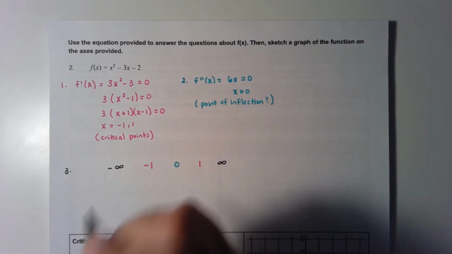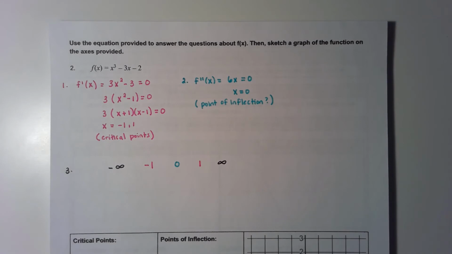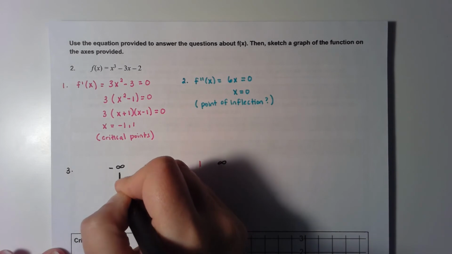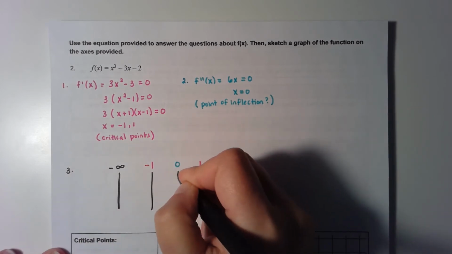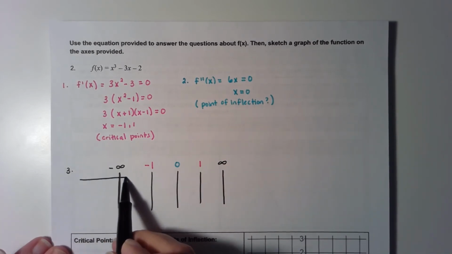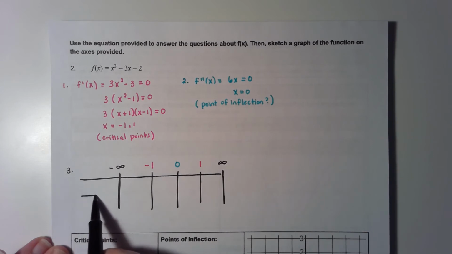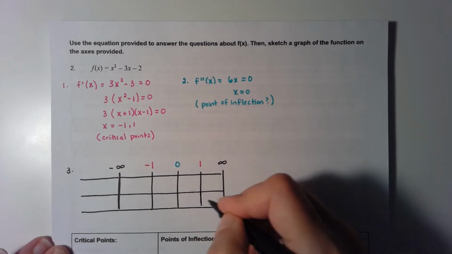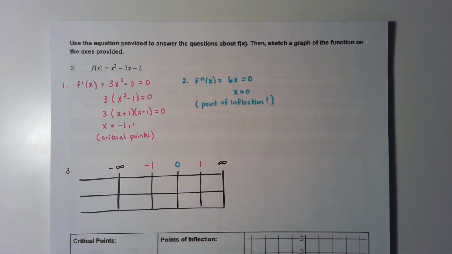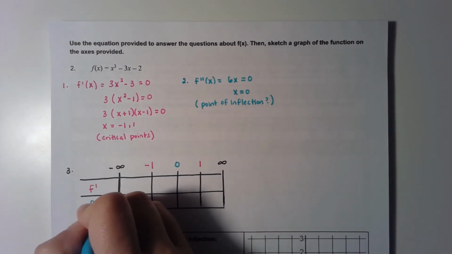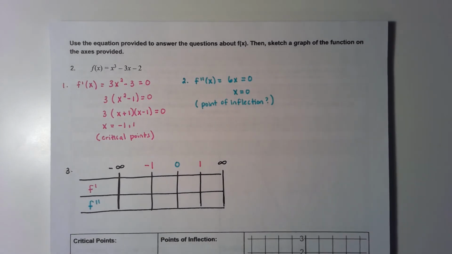Now, this table is going to have 2 rows, 1 row for the first derivative and 1 row for the second derivative. So I'm going to make it a little extra tall here, just so that I have space for 2 rows. You'll notice that this table looks like a hybrid of the 2 types of sign charts that we've made before, where we just do the first derivative or we just do the second derivative. Now we're just including both in one big chart. The first row here will be for the first derivative, and the second row here will be for the second derivative. Now we're going to pick a number from each section and test them in our derivatives.